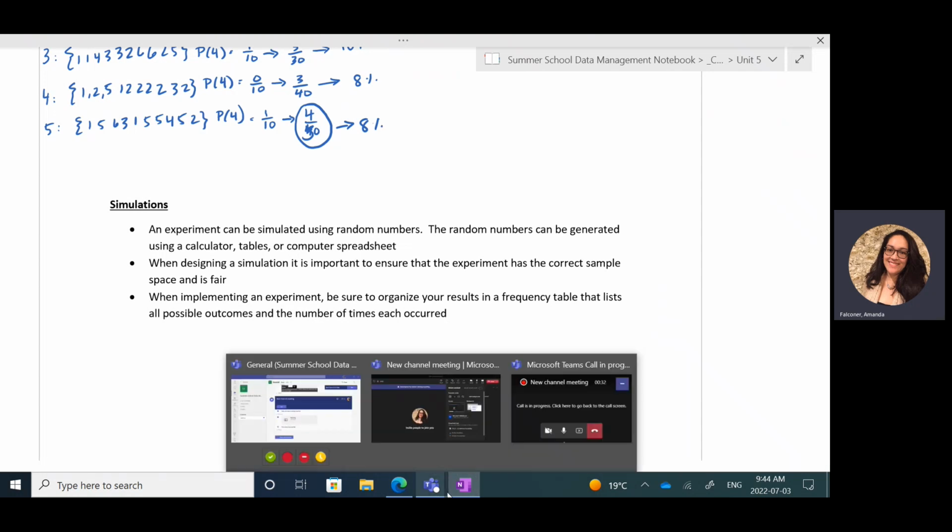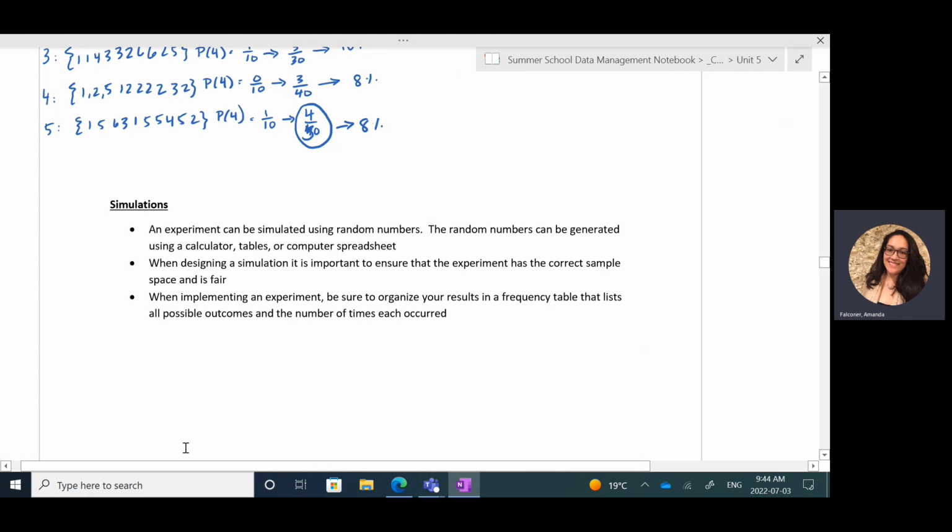Okay, so that's the end of lesson 3, experimental probability. There's no homework for this lesson.